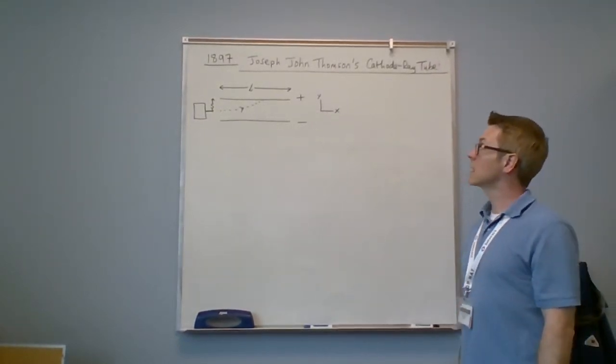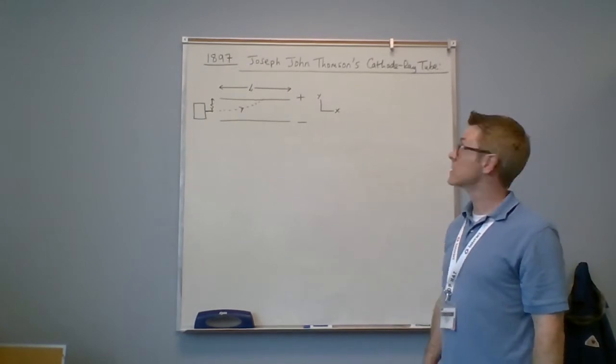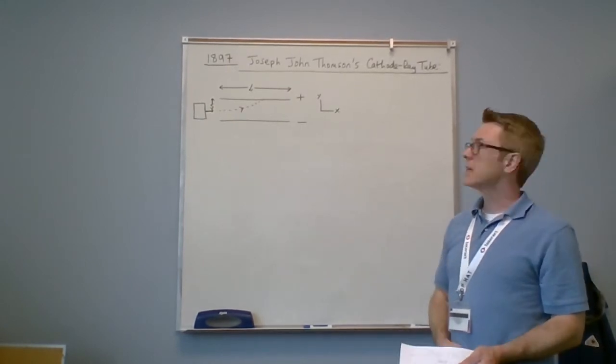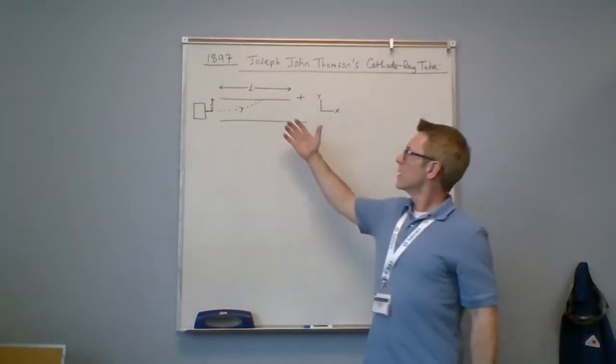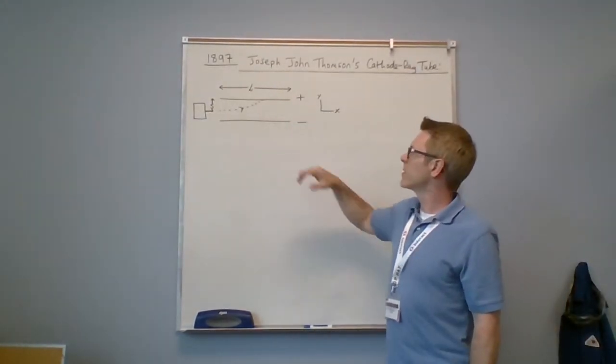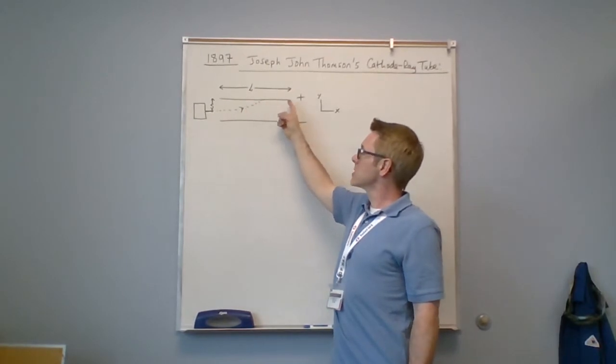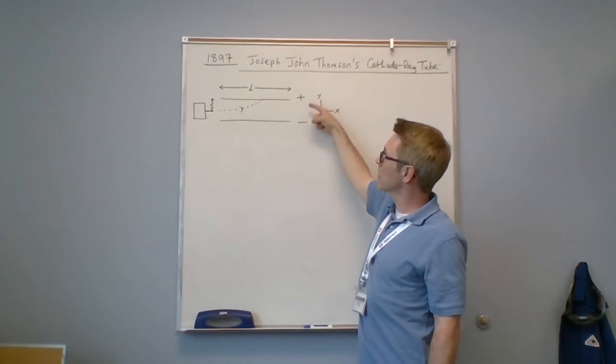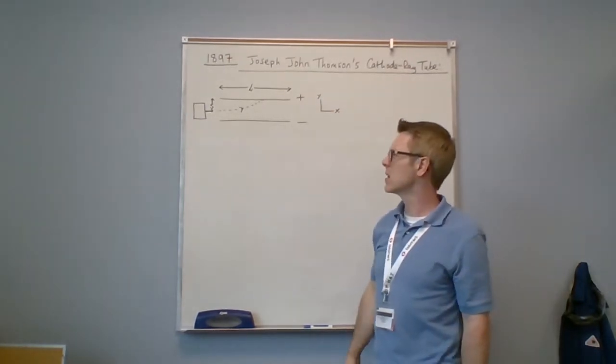This video is going to look at Joseph John Thomson's cathode-ray tube experiment. So in around 1897, J.J. Thomson was doing his cathode-ray tube experiment. The cathode-ray tube essentially consisted of two plates with charges. So one plate was positively charged, the other was negatively charged.